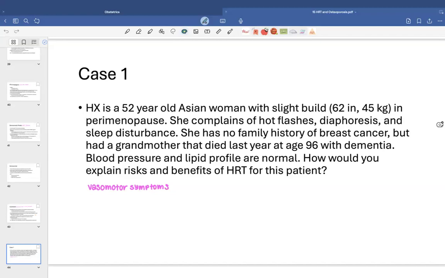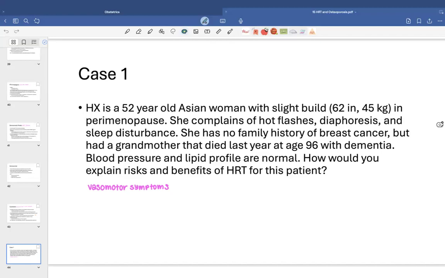And as far as cardiovascular benefits, she has a good lipid profile, and her blood pressure is normal. You would expect that estrogens will at least maintain that. However, thromboembolism can be a risk. If she's a non-smoker, that can be okay. It's an acceptable risk, but if you're a smoker, obviously, then that thromboembolism risk goes way up.